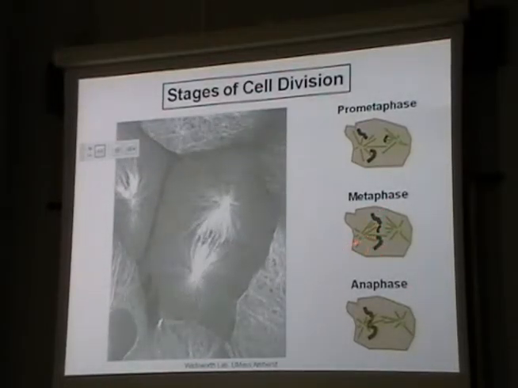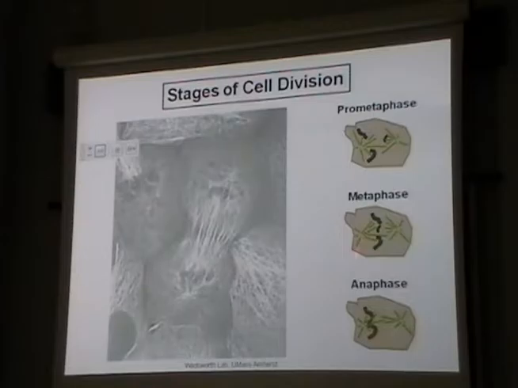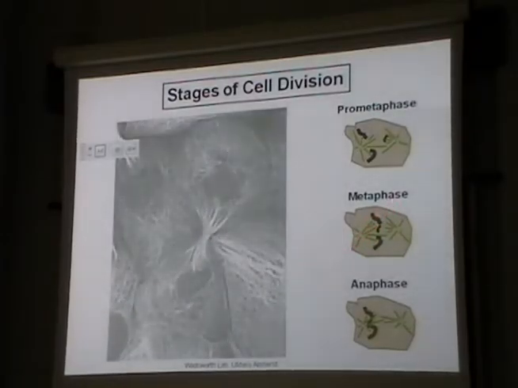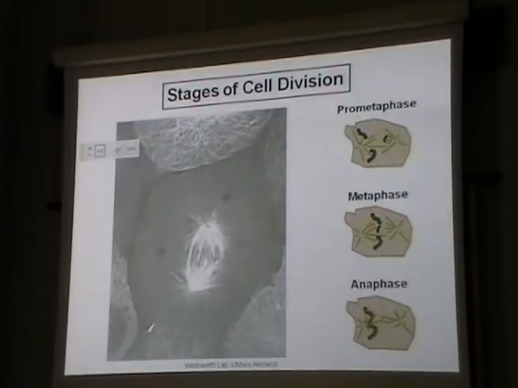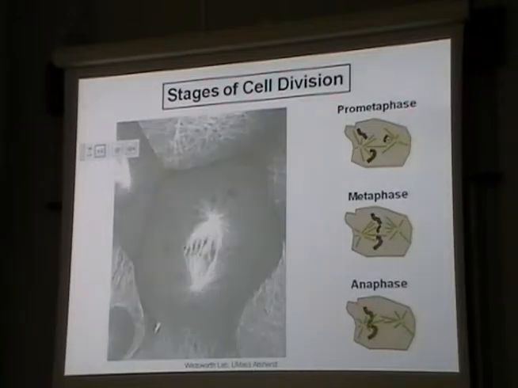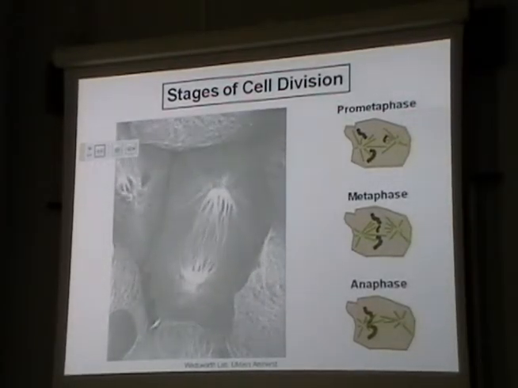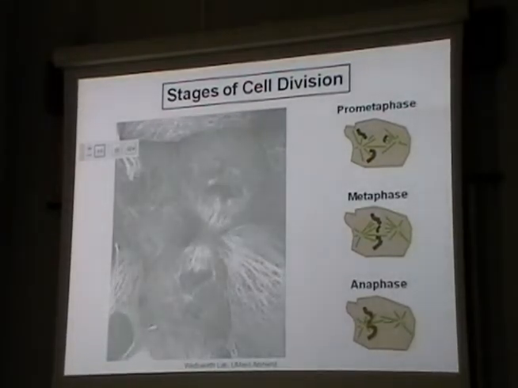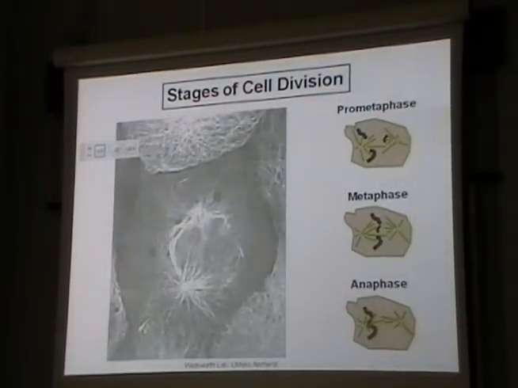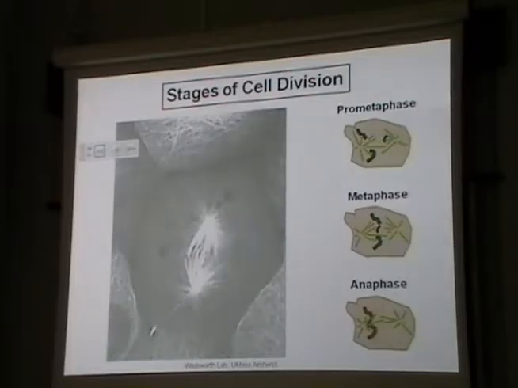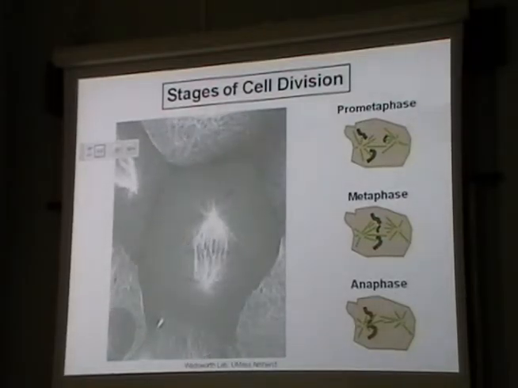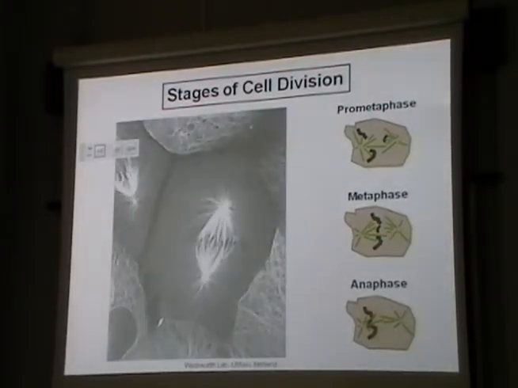And so the green guys that I've drawn over here, and I'll talk about them in a moment, these are long polymers called microtubules, which are made up of a protein called tubulin. Biologists have developed a way to make any protein that you want fluorescent. And so they make tubulin fluorescent, and then they image this on a form of microscope called a spinning disk confocal microscope.